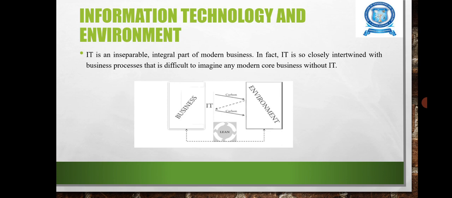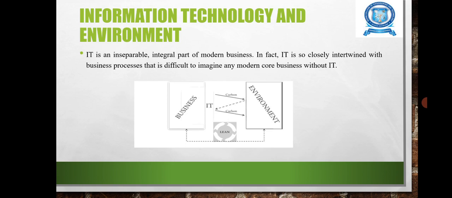Here we have one synergy, which means that growth in business also implies corresponding growth in IT, and there is an ongoing interplay between the business and the environment. That means the carbon impact is shown by an arrow from left to right.